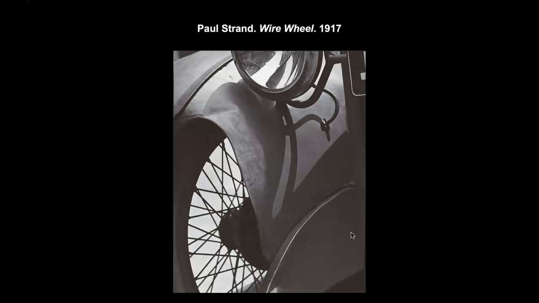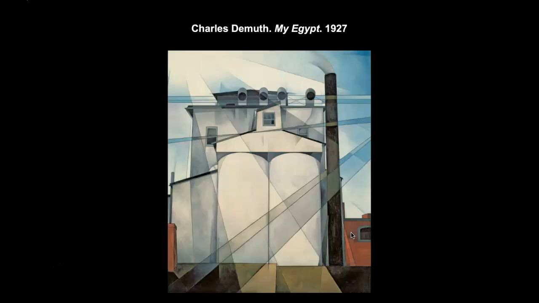This is a close-up of the wheel of a Model T Ford. This is the machine age. We have these automobiles that are taking over the city. This is a fantastic improvement on horse-drawn carriages. Charles Demuth, My Egypt. Demuth was from Pennsylvania.